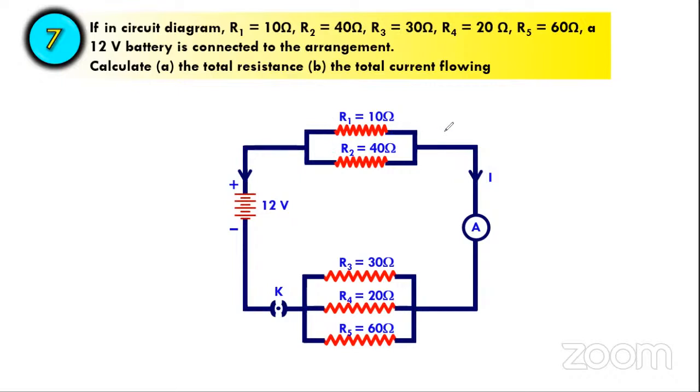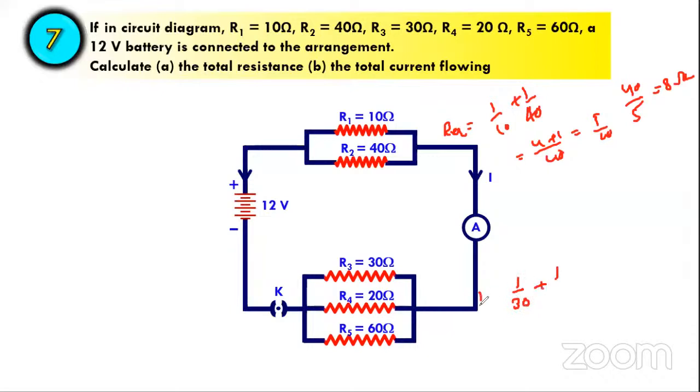The resistance for R1 and R2 is 8 ohms. So 1 by 10 plus 1 by 40. 40 is the LCM. Here 4, here 1, so 5 by 40, and 40 by 5 equals 8. Very good, 8 ohms. For the next one, 1 by 30 plus 1 by, this is 1 by RE. 6 ohms. Very good.